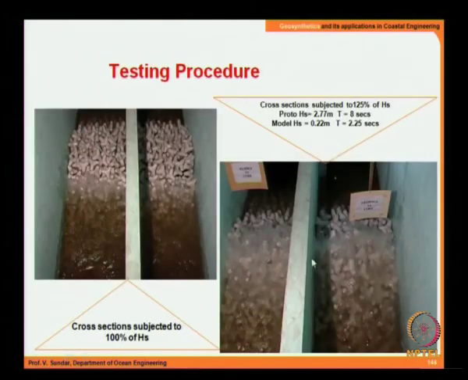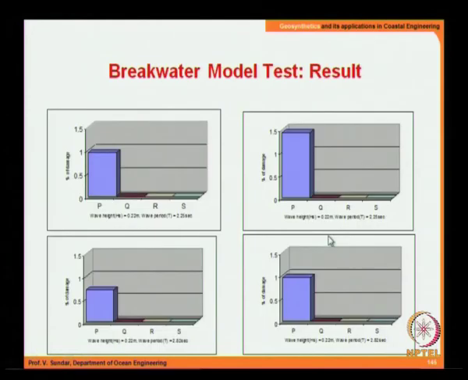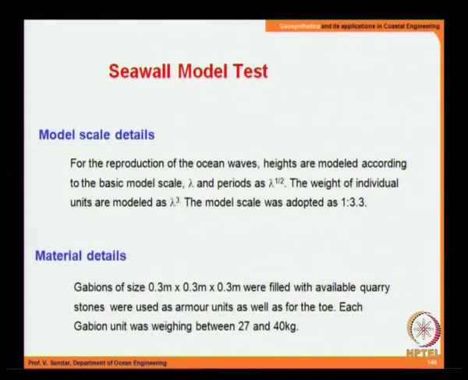So now you see that the cross sections are tested for a number of scenarios, and in all the cases the damage level was well below 5%, and both the cases with the core replaced by your geobags were also equally good, and that results in a lot of saving in material also. So this is in the case of Gabion.